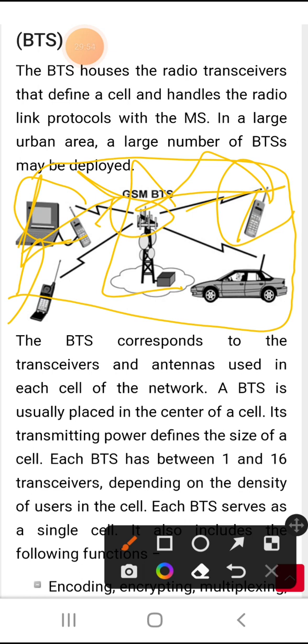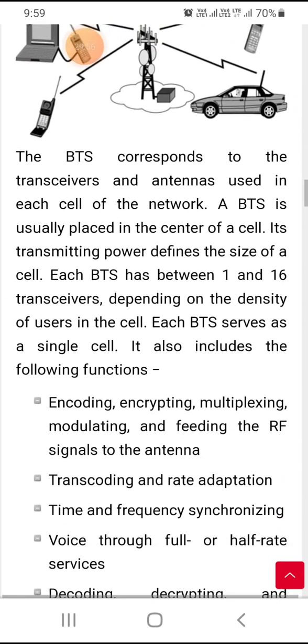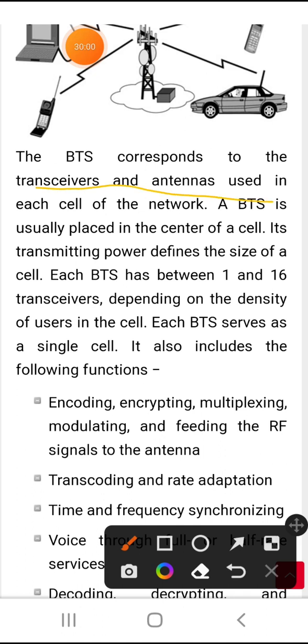So the BTS corresponds to the transceiver and antenna used for each phone on the network. The BTS is usually placed in the center of the cell. Its transmitting power defines the size of the cell. Each BTS has between 1 and 16 transceivers, depending on the density of users in the cell. Each BTS serves as a single cell.